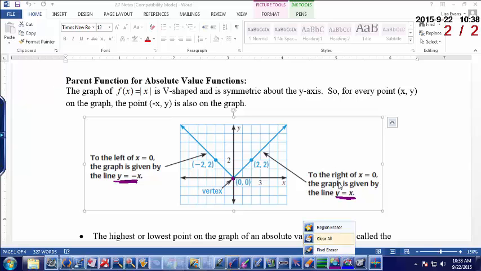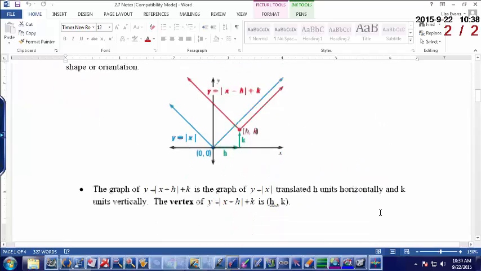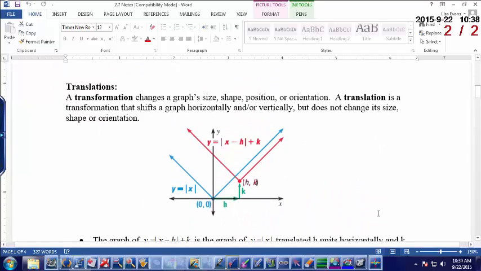We're going to talk about transformations with respect to this parent graph. This is going to make more sense when I do an example. We actually graph by hand and we can see the shift. A transformation changes a graph's size, shape, position, or orientation. A translation is a transformation that shifts a graph left or right, up or down, horizontally and/or vertically, but it does not change its size, shape, or orientation.